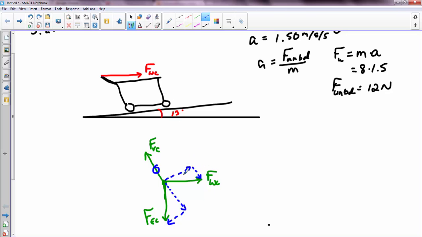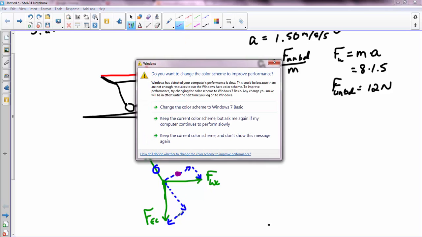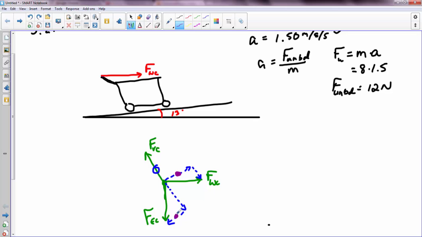So the unbalanced force is the difference between, let me just use another color here because I'm going to erase it, this guy here minus this guy here. That's the unbalanced force. Obviously, the component of her push force parallel to the surface has to be bigger than the Earth's force wanting to pull it down. Otherwise, she wouldn't be accelerating it up the ramp at 1.5 meters per second per second.